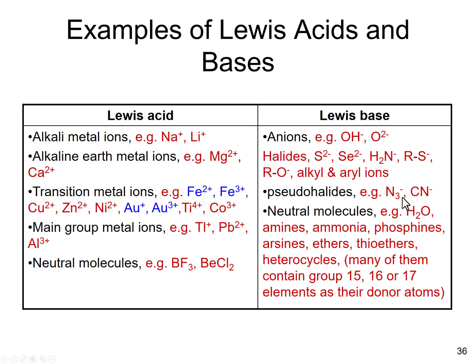You also have pseudohalides like the azide anion or cyanide anion, and you can also have neutral molecules which carry lone pairs. A water molecule, for example, carries a lone pair, and we have seen examples of Lewis acid-base adducts containing water already. If you remember back, the aqua acids are essentially Lewis acid-base adducts. In addition to water, you have nitrogen-based compounds such as amines, ammonia, phosphorus-based compounds like phosphines. You have also arsines, etc., and so the number of Lewis bases and Lewis acids is immense.